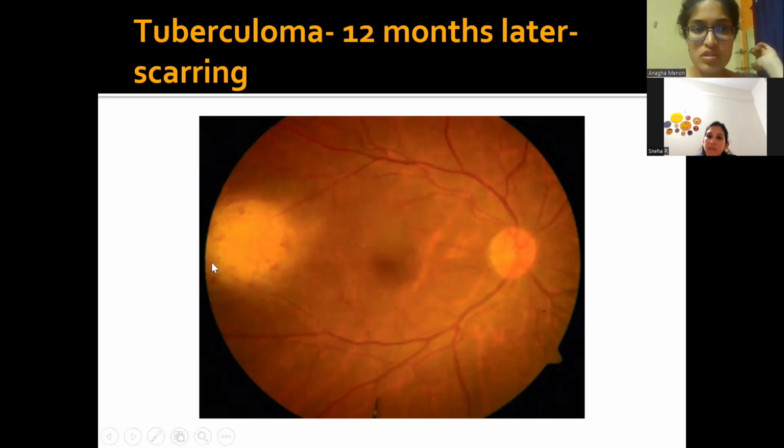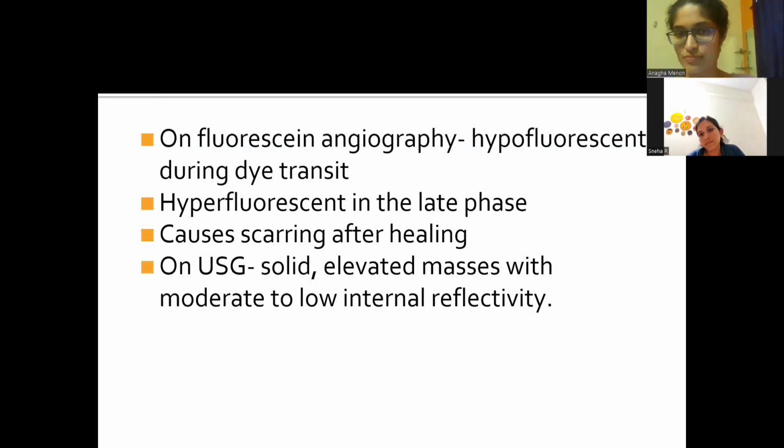All right. So this is a scarred tuberculoma, guys. See, 12 months later, it has been undiagnosed. The patient is coming back. This is a scarred tuberculoma. Once the scarring has happened, since the retina is an extremely sensitive tissue, there is nothing to reverse it. Whatever scarring has happened will be there. Only once we detect it in an earlier stage and we give the treatment, only then will it resolve.